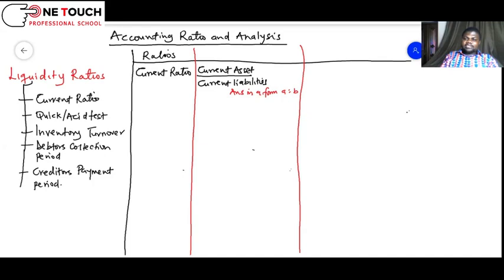So when you divide current assets over current liabilities and you get, let's say, 3.2, your answer is 3.2 is to 1. You understand? So let me even change the B to 1 so that you understand. In the form A is to 1. So whatever answer that you get is to 1. Okay.